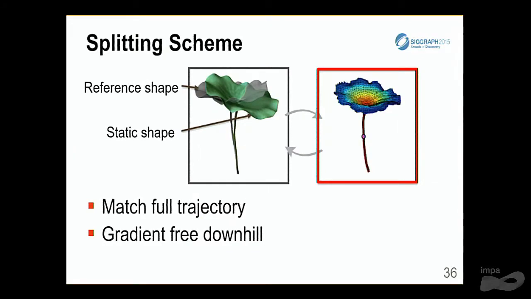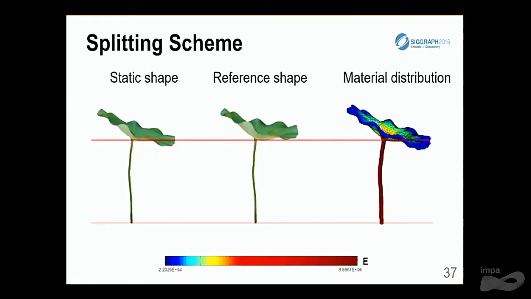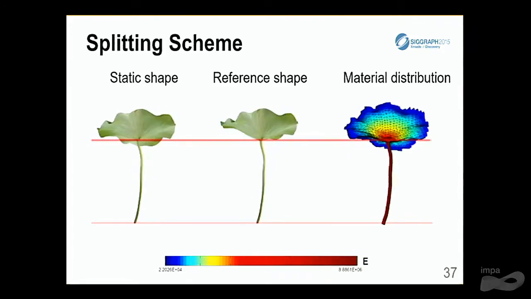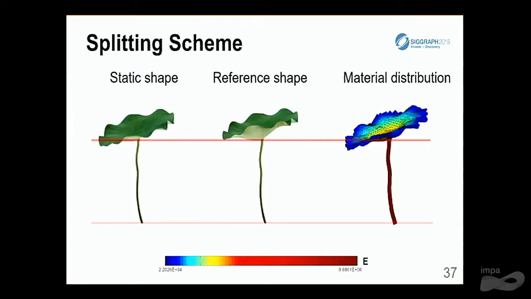And now we are here in the hard part. For this, we match the full trajectory, not just at the beginning, and we use gradient-free downhill methods, like Nelder-Mead. I'm going to talk about that a bit later today. Just to show you that it works, this is the static shape and the reference shape. You see that they are different here, yeah? And the result of the material distribution that is obtained by this algorithm.